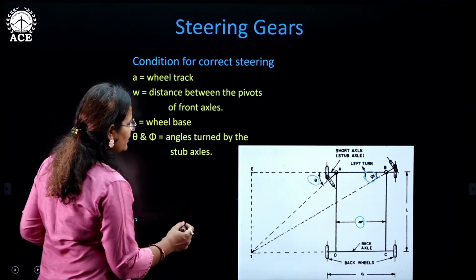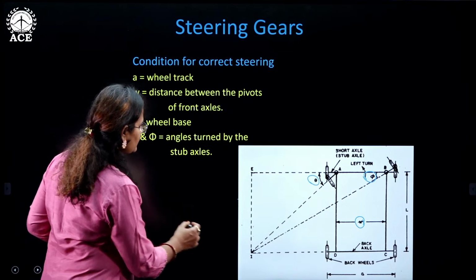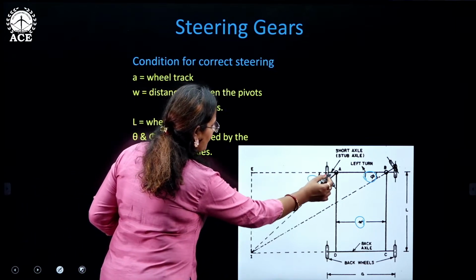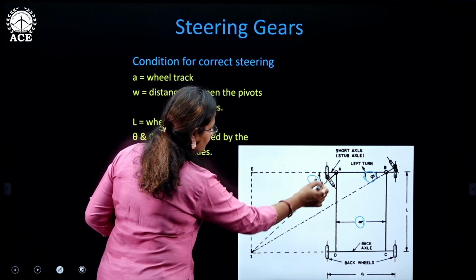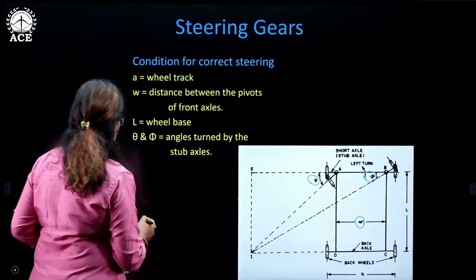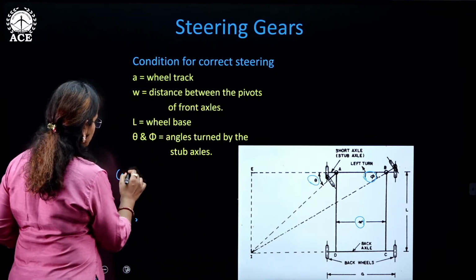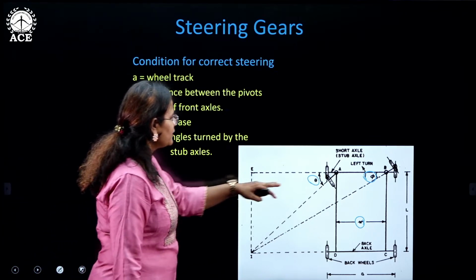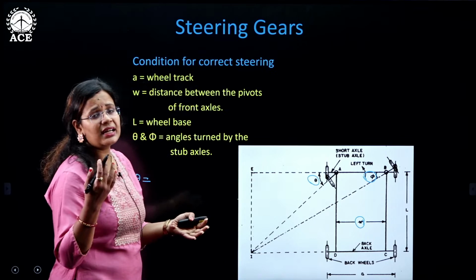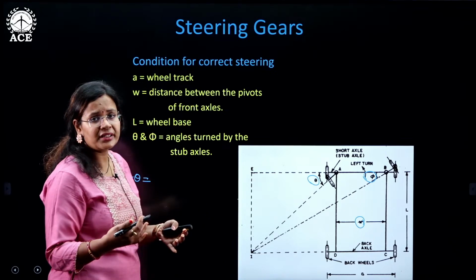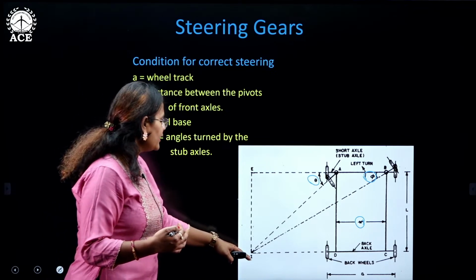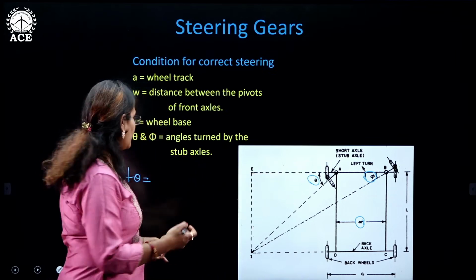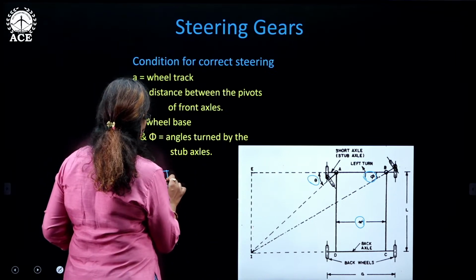Let us say if I take the triangle EIA, this particular triangle, and if I want to write cot theta, how will I write cot theta? Tan theta is opposite by adjacent, so cot theta is 1 by tan theta, so I will write EI by AO. So EI by AO.